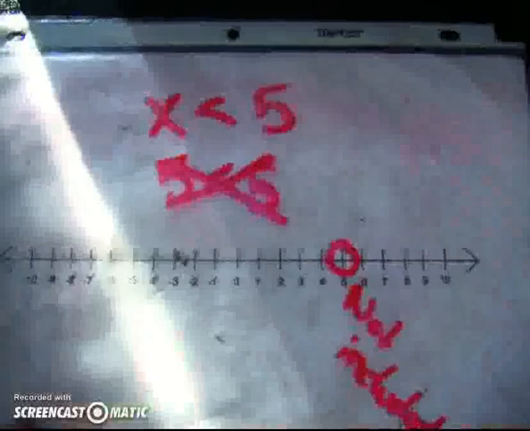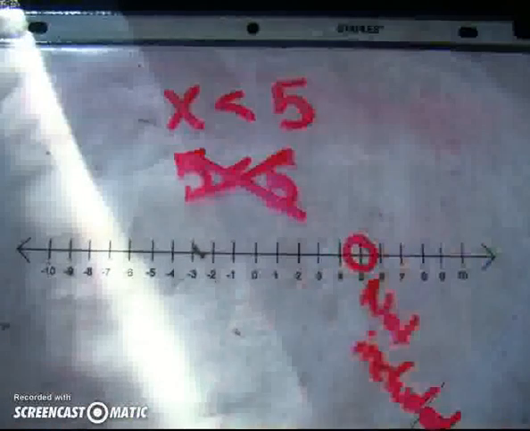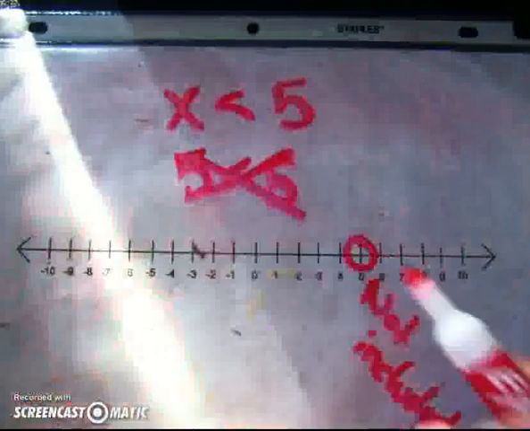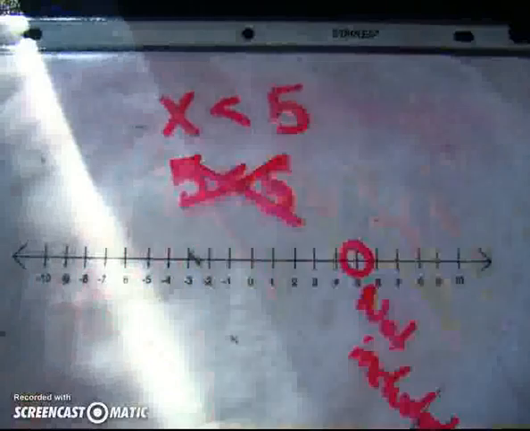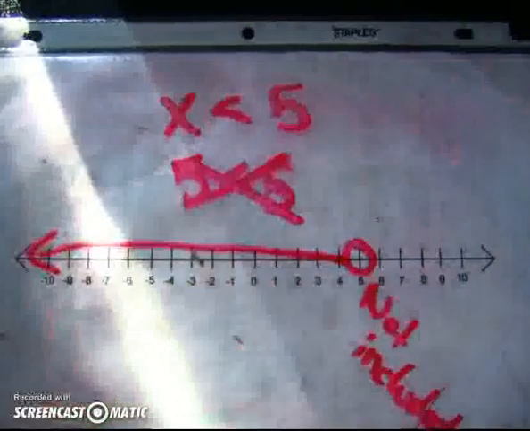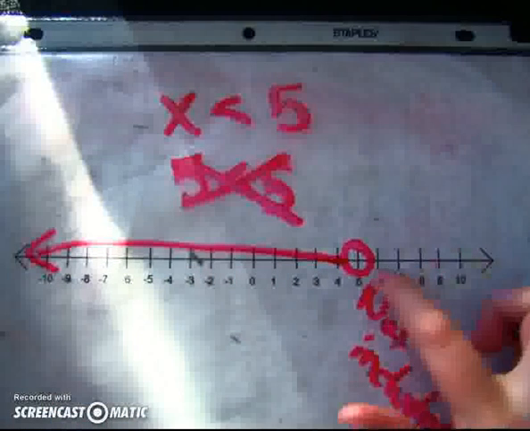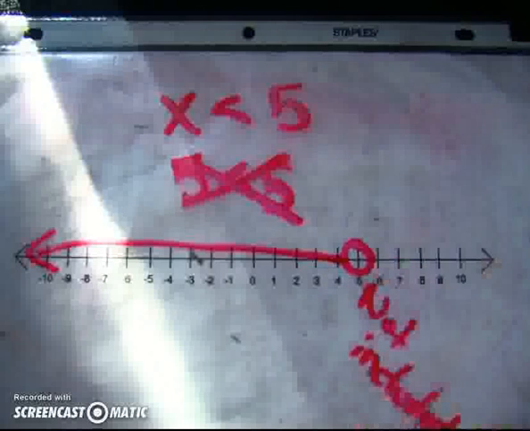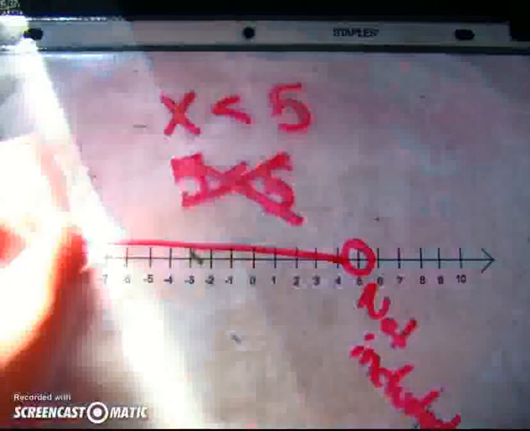Okay, so now we have our boundary point. Now we need to figure out, does our arrow go to the right or does it go to the left? Well, let's think about this. The numbers less than 5 are in this direction, so we're going to draw our arrow in that direction. If we do it to the right, well, 6 is not less than 5, neither is 7, 8, 9, or so on.